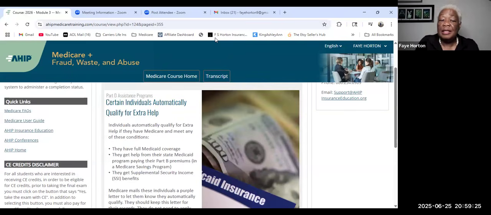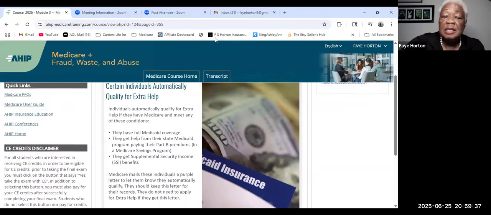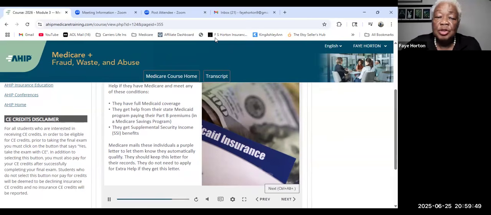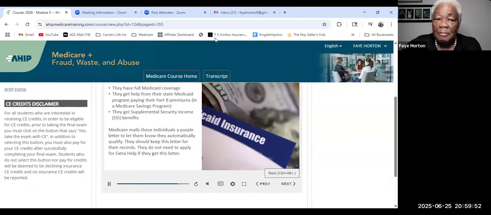Certain individuals automatically qualify for extra help. Individuals automatically qualify for extra help if they have Medicare and meet any of these conditions. They have full Medicaid, they get help from their state Medicaid program paying their Part B premium in a Medicare savings program, or they get supplemental security income, SSI benefits. Medicare mails these individuals a purple letter to let them know they automatically qualify. They should keep this letter for their records. They do not need to apply for extra help if they get this letter.